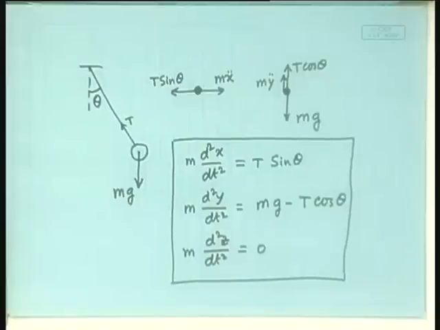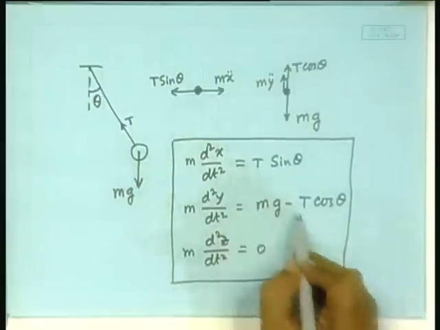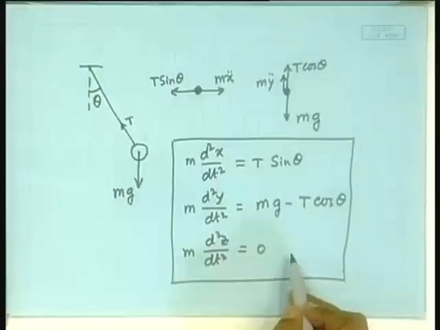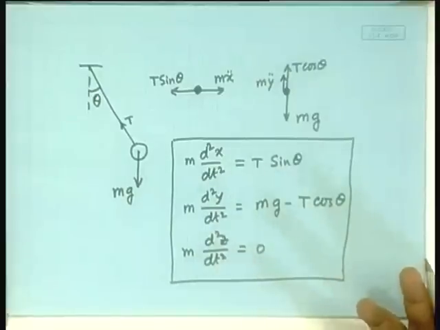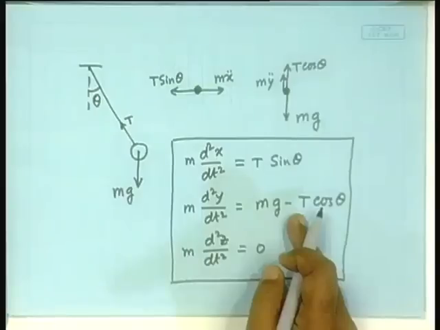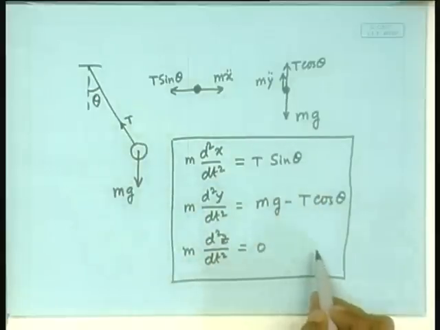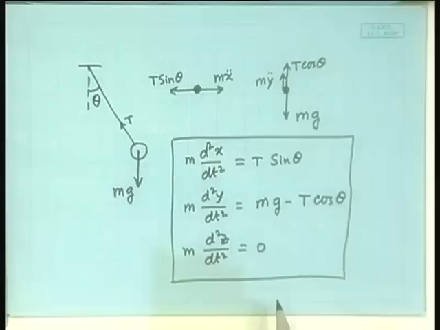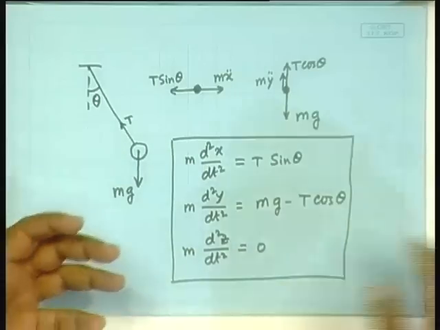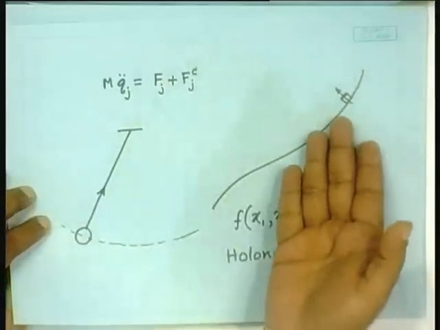How many equations did you need? 3. How many coordinates did you need? 3. And also, T becomes included in the equations. Do you know how much T is? You do not know really. And as it swings, the T varies all the time. So, here is something that is very difficult to know, but it has gone into the formulation. So, that is the problem of the Newtonian method, that the constraint force gets into the formulation. And in a situation like this, will you be able to write down what the constraint force is?